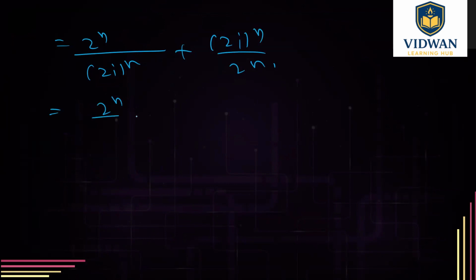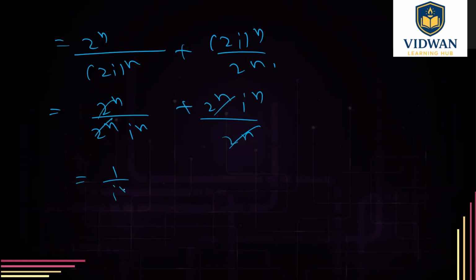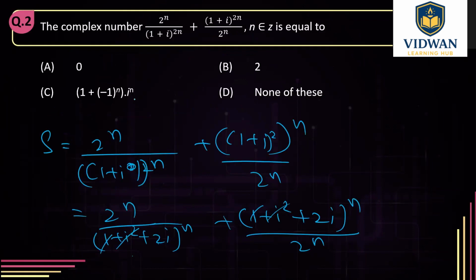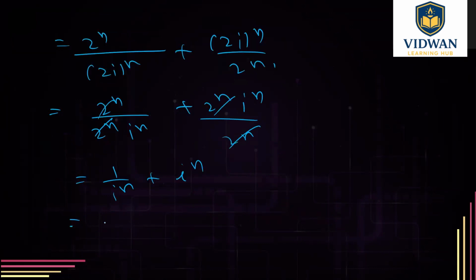So this is 2^n by 2^n into i^n, and this is 2^n i^n by 2^n. So let us cancel 2^n from here. So we'll get 1 by i^n plus i^n. But if you look at the options, you have i^n in the numerator. So how to get i^n in the numerator? We can multiply the numerator with i^n, and the denominator with i^n becomes i^2n. So then i^n is common in both.